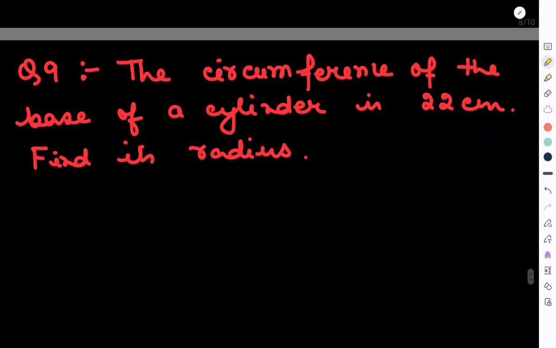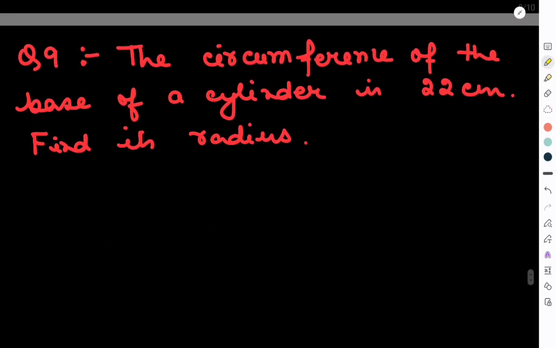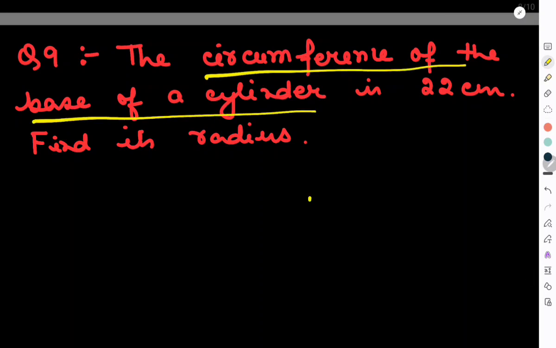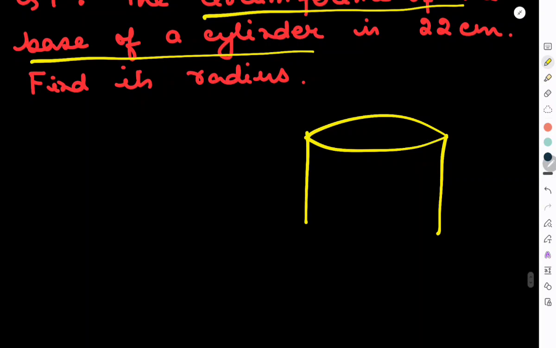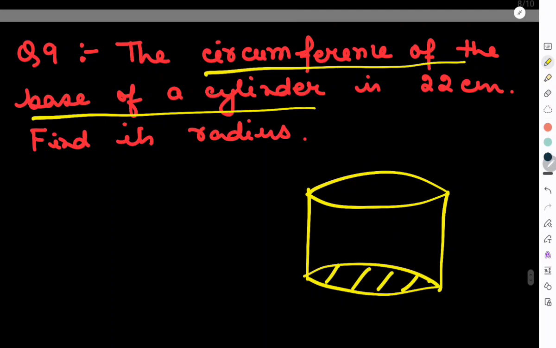Question 9. The circumference of the base of a cylinder is given, find its radius. So very interesting, the circumference of the base of a cylinder. So the cylinder, its base, and what is given is the circumference. So the circumference of the base.